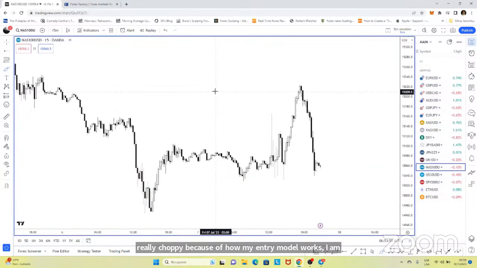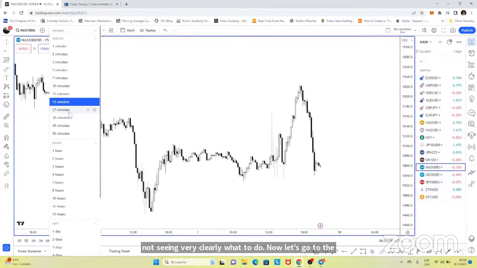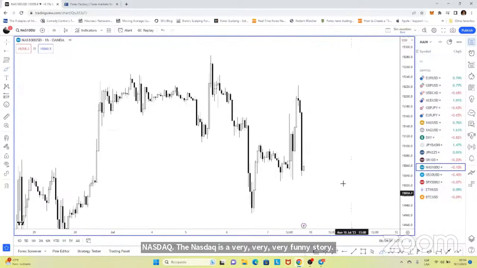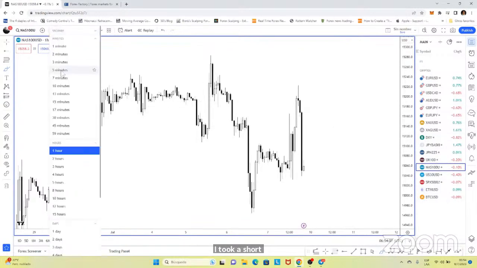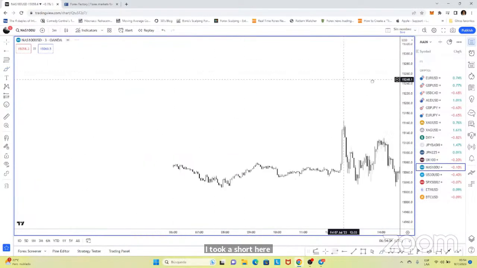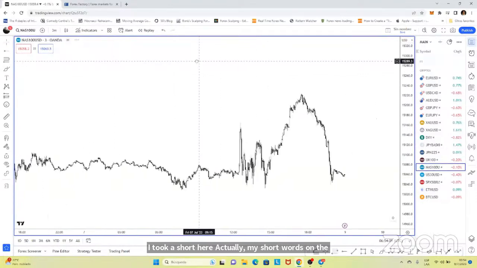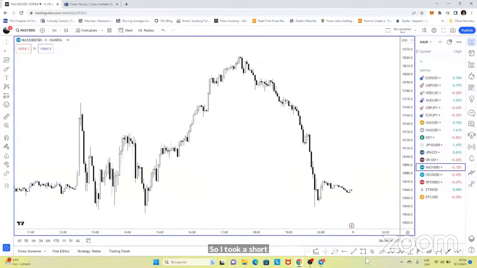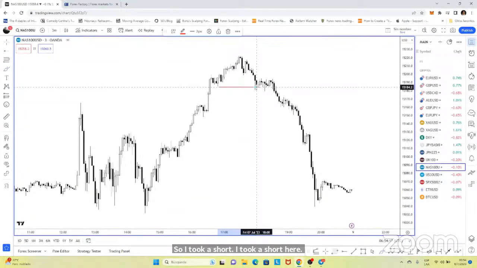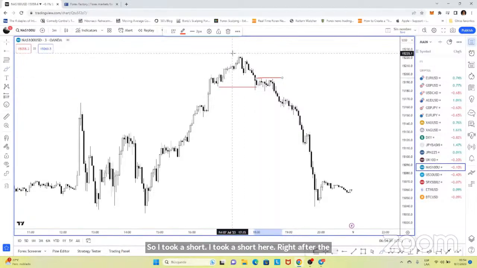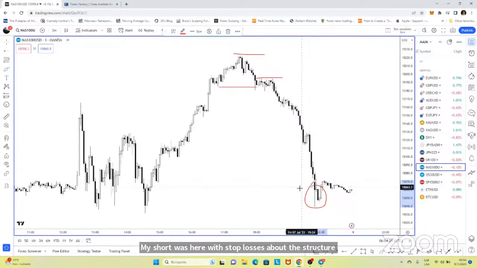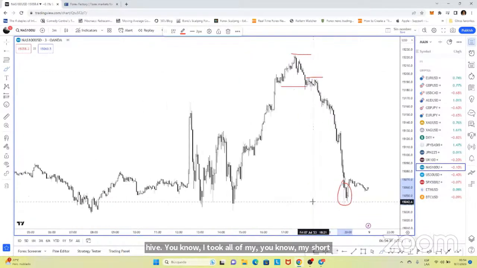Now let's go to the Nasdaq. The Nasdaq is a very, very funny story. I took a short here. Actually, my short was on the 3-minute chart as always. Let me just go back. I took a short here right after the break of these lows. My short was here with stop losses above the structure highs. I took all of my short position off after this big move to the downside.